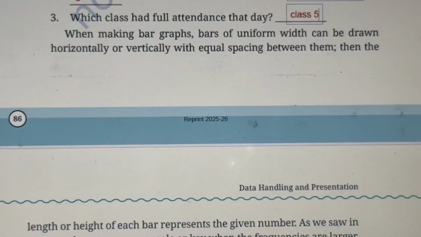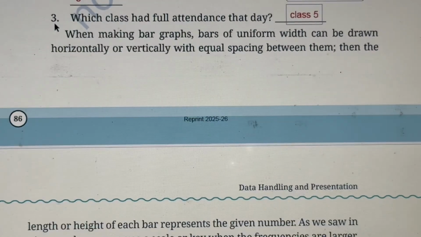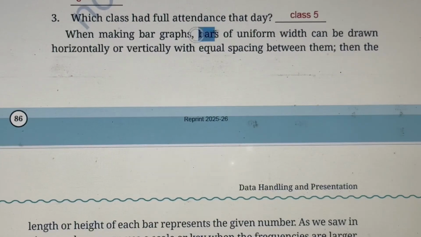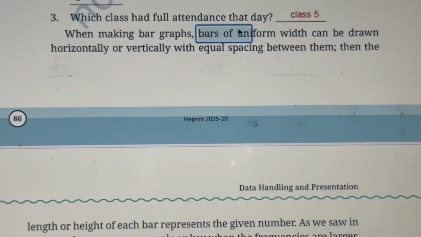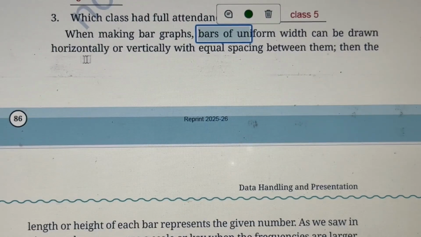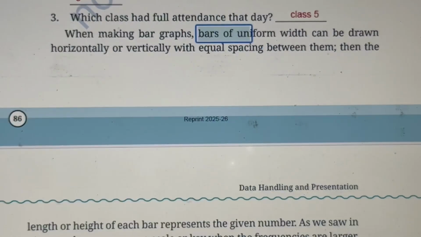So I told you what all care you should take while drawing a bar graph or while interpreting a bar graph. The bars should be of uniform width. What is important is bars of uniform width can be drawn horizontally or vertically. Then equal spacing between them. The length and the height of each bar represents the given number. So this we already understood.